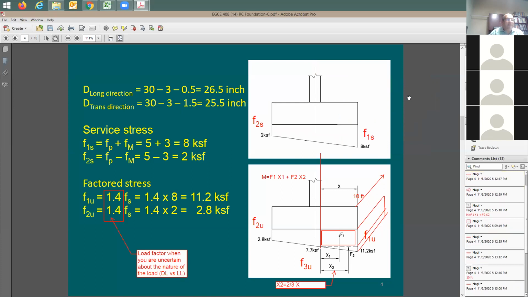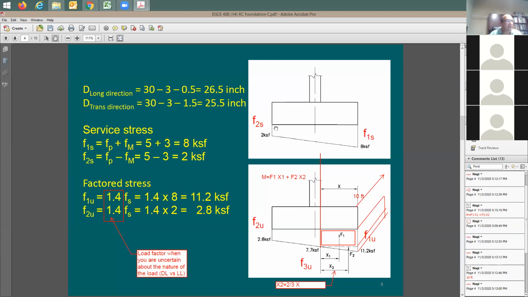Now, in this case, when I have moment and axial load, like vertical load on the footing, I end up with pressure on this side equal to 8 ksf. This is coming from adding the pressure from axial load and the pressure from moment to each other. And this one was subtracting Fp minus Fm, ending up with 2 ksf.